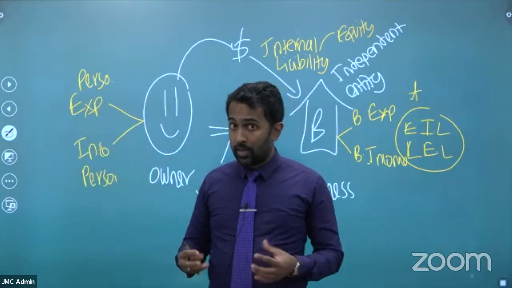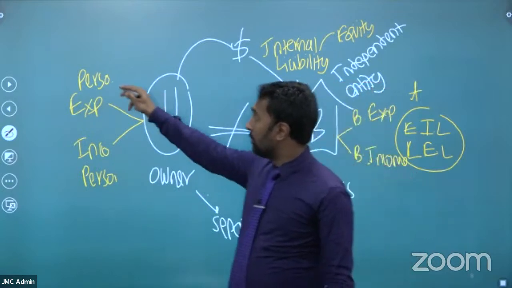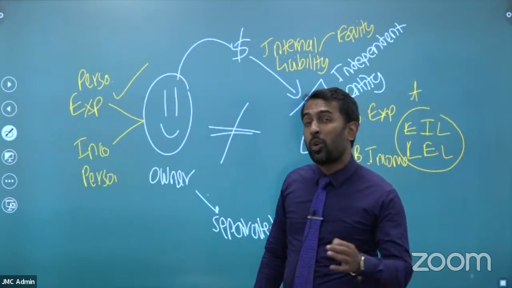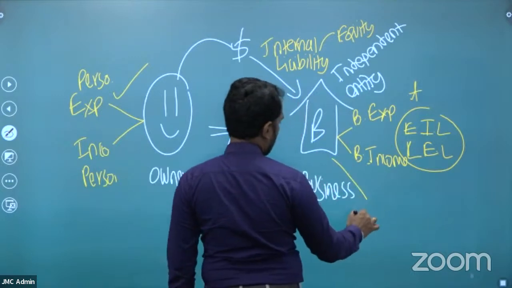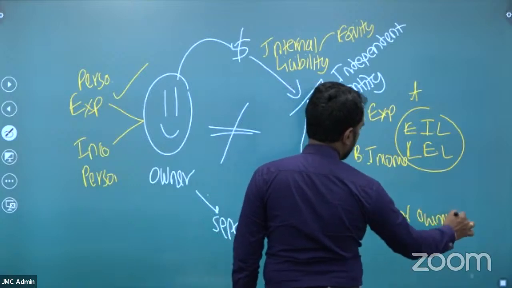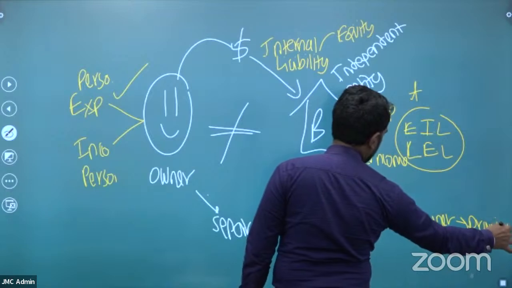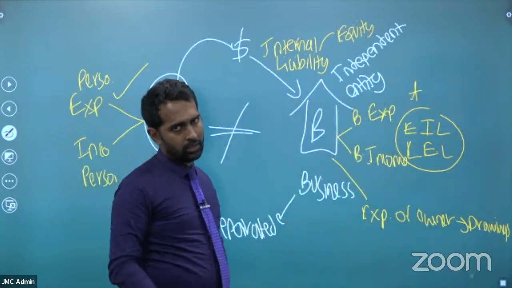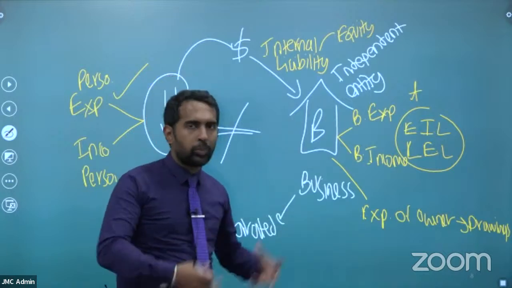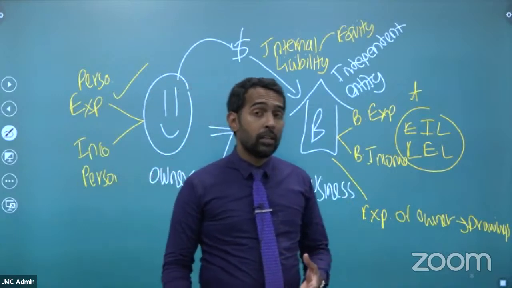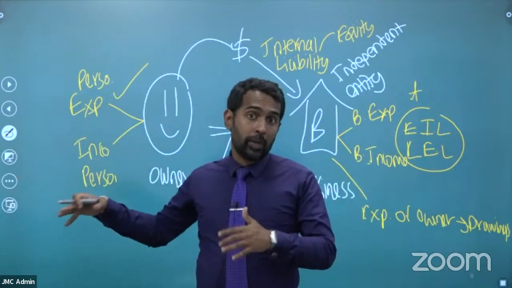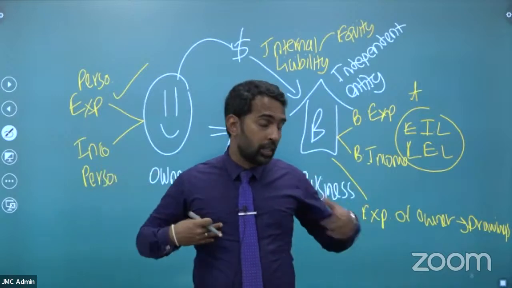If the business were to pay an expense of the owner, we consider it a drawing. If we have paid an expense of the owner, we consider it to be a drawing. It is like the owner taking money from the business. We don't consider the owner's expense as a business expense. If the owner's expense has been paid by the business, we consider it to be a drawing.